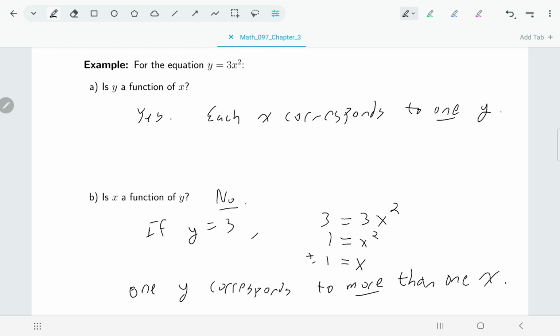So because every x corresponded to exactly one y, if you put in one x value, you're only going to get one y value out using this equation. Then you can say that y is a function of x. But the reverse is not true. If we picked one y value, we don't only get one value for x, we get more than one value. So that's telling me that x is not a function of y.